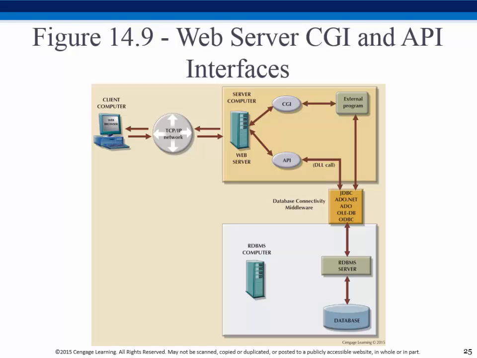Alright, so then we talk about extending web server functionality. It implies that the web server and the web-to-database middleware will properly communicate with each other. A web server interface defines a standard way to exchange messages with external programs. We have two well-defined web server interfaces: Common Gateway Interface, or CGI, and Application Programming Interface, or API.